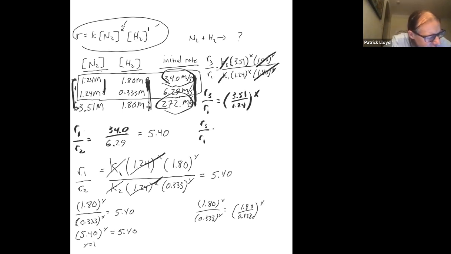Okay, now let's actually do R3 over R1. It's 272 over 34.0, and you get 8. So that means this ratio is equal to 8, because they're both R3 over R1. So now take your 3.51, divide that by 1.24, and you get 2.83. So 2.83 to the x is equal to 8.